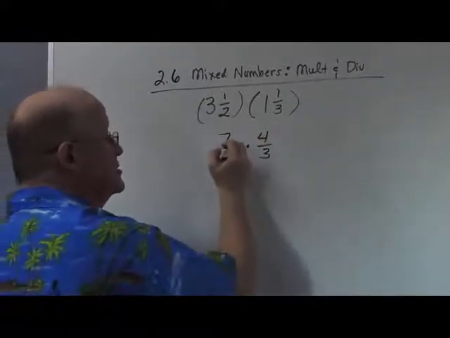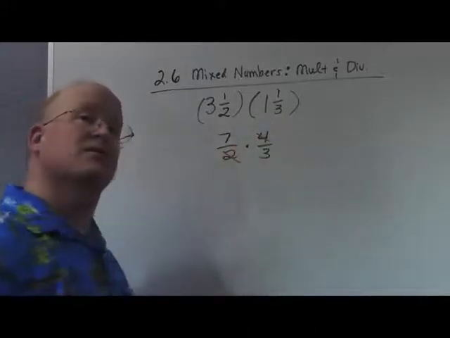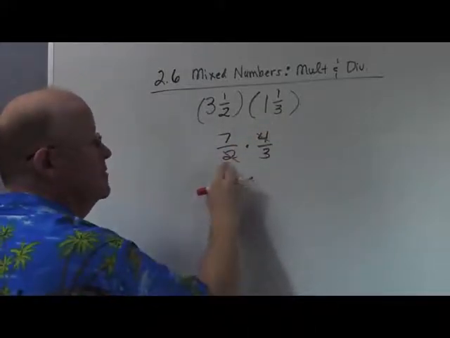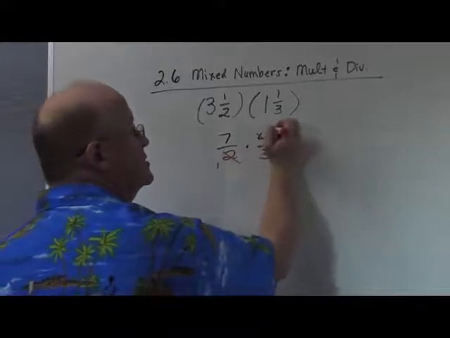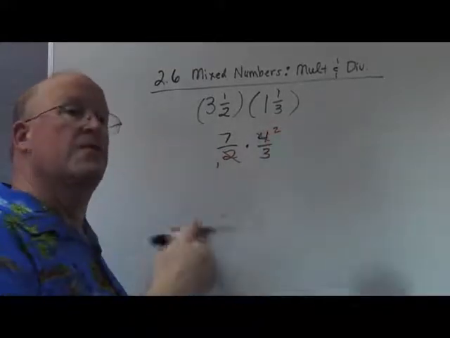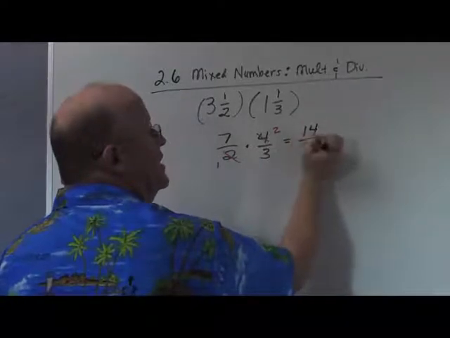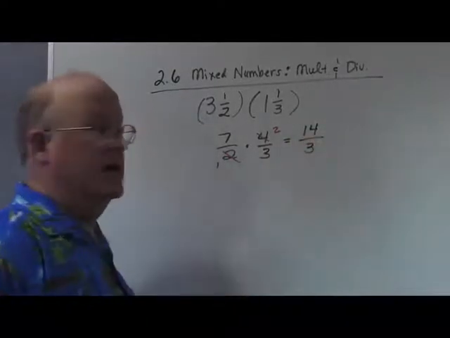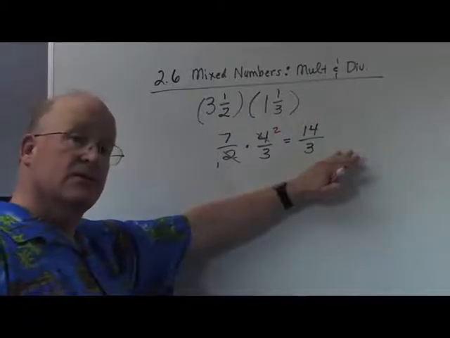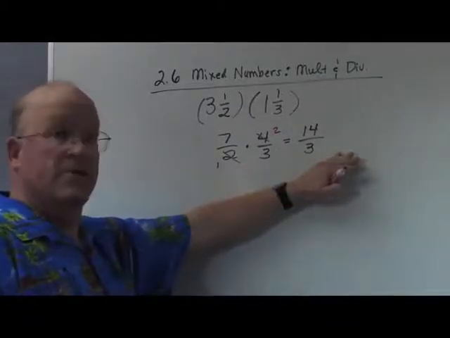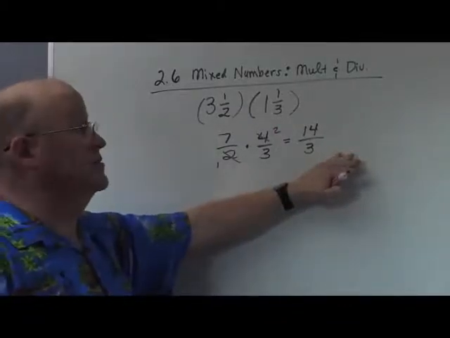I would reduce the 2 and 4 because each are divisible by 2. Dividing 2 by 2 I get 1, and 4 by 2 I get 2. I would then multiply across. 7 times 2 is 14, and 1 times 3 is 3. Yes, that is our answer. Generally, when we begin with mixed numbers, we want to finish with mixed numbers.